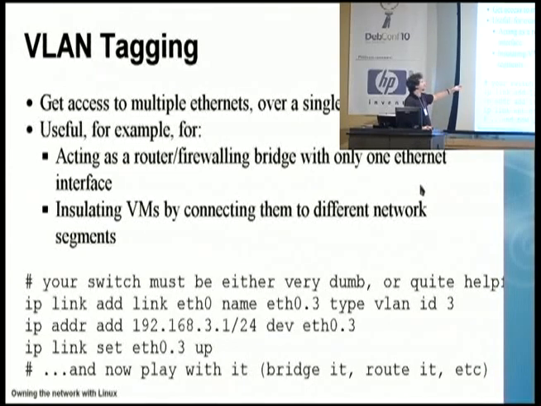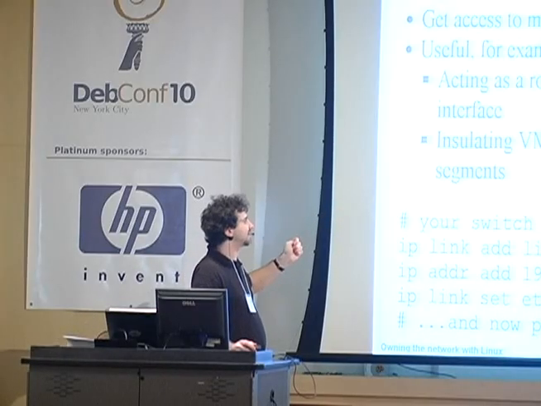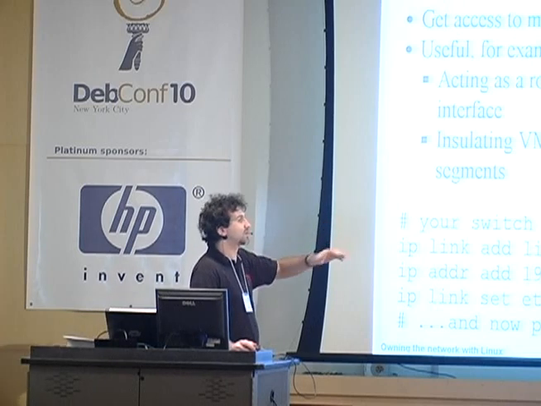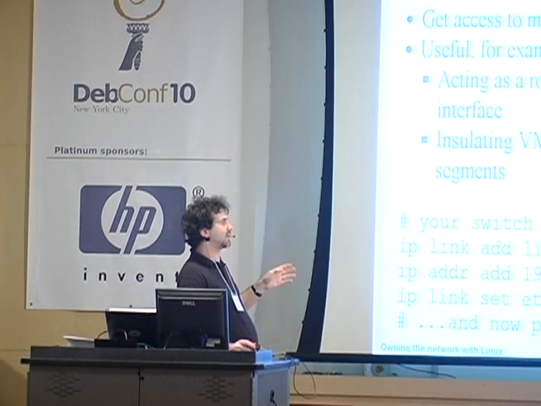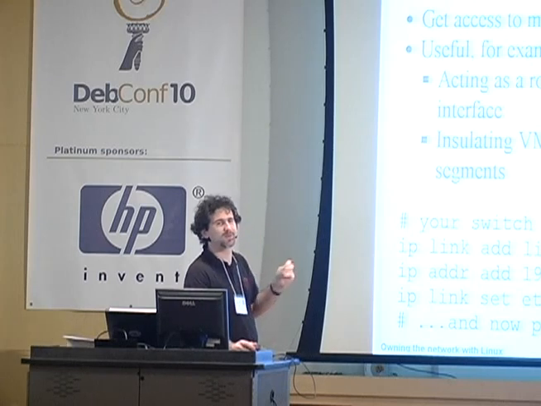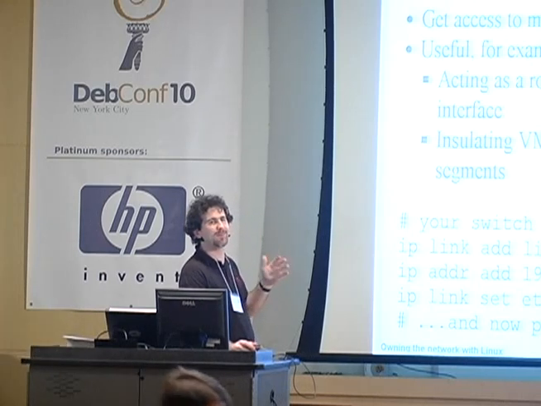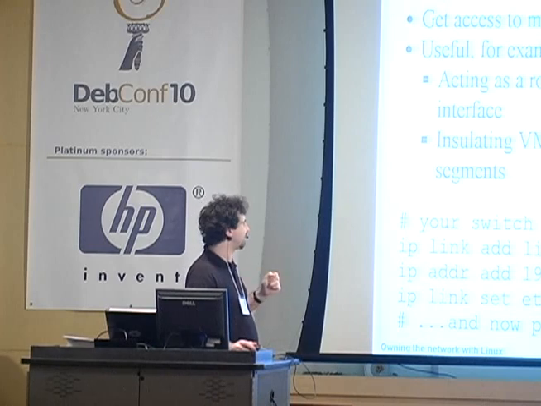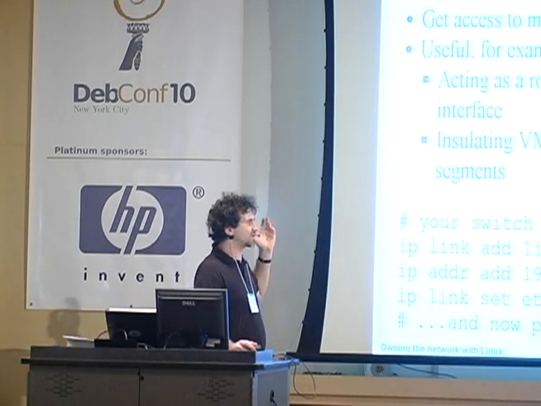Again, if there's a switch, unless the switch is very, very dumb, and you have another Linux machine on the other side which understands this, the switch is going to throw away your packets if you're not on an allowed trunk port. Usually network people don't like people trunking without them knowing. So you have to convince them first, unless you run the switch, which is very handy.